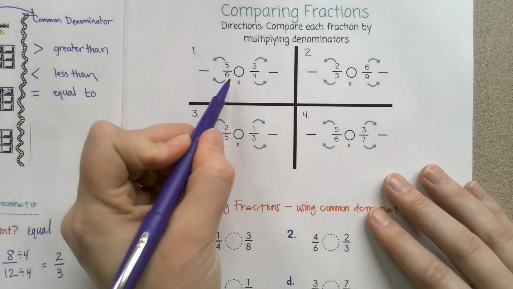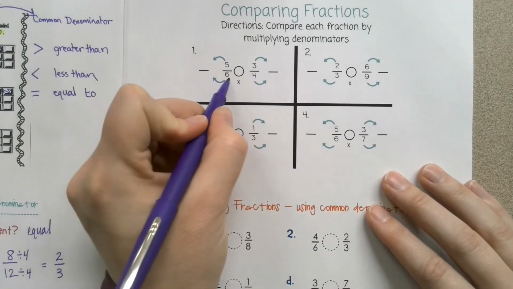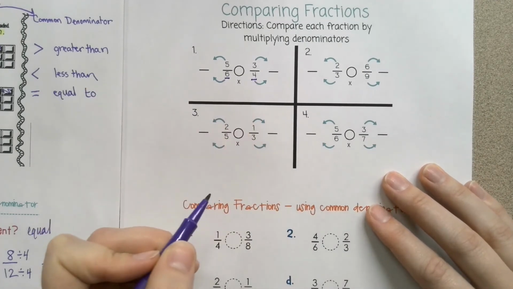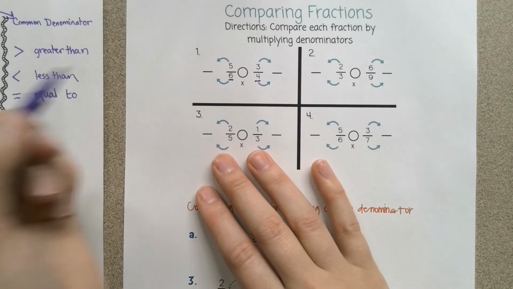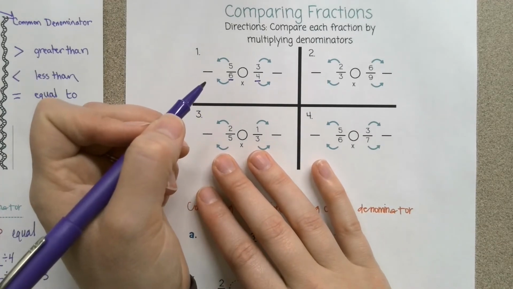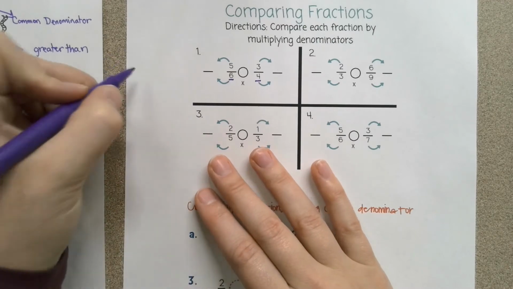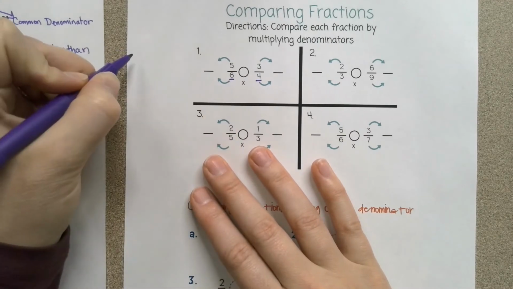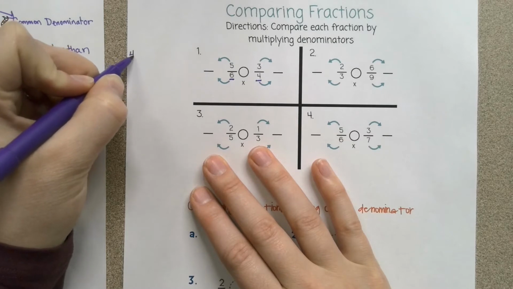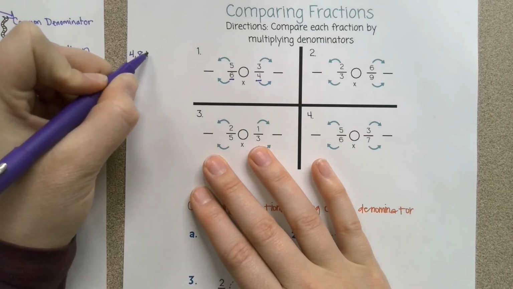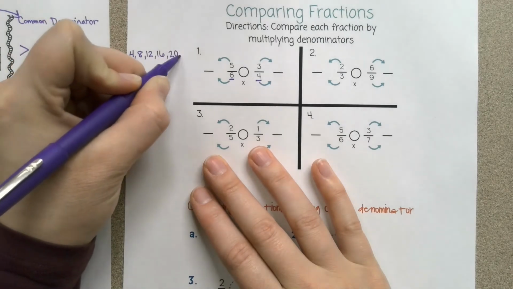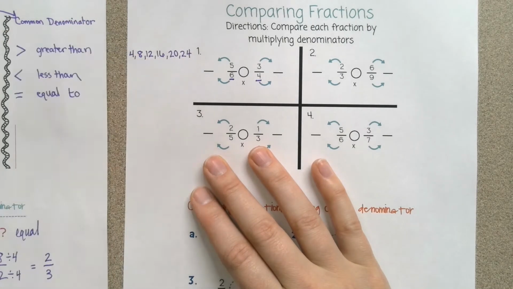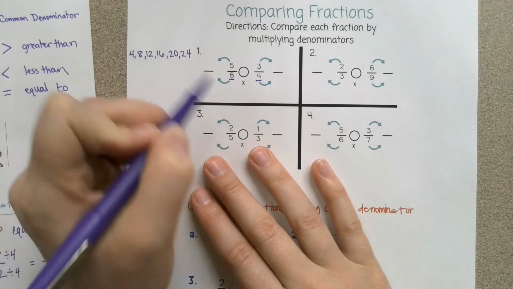So if we look at this one, we want to find a common denominator between 6 and 4. And what I mean by that is if we were to list the multiples of each, we want to figure out what's the smallest one that matches. So let's list the multiples of 4 by counting by 4. It would be 4, 8, 12, 16, 20, 24. Those are just some of them, but we're counting by 4.